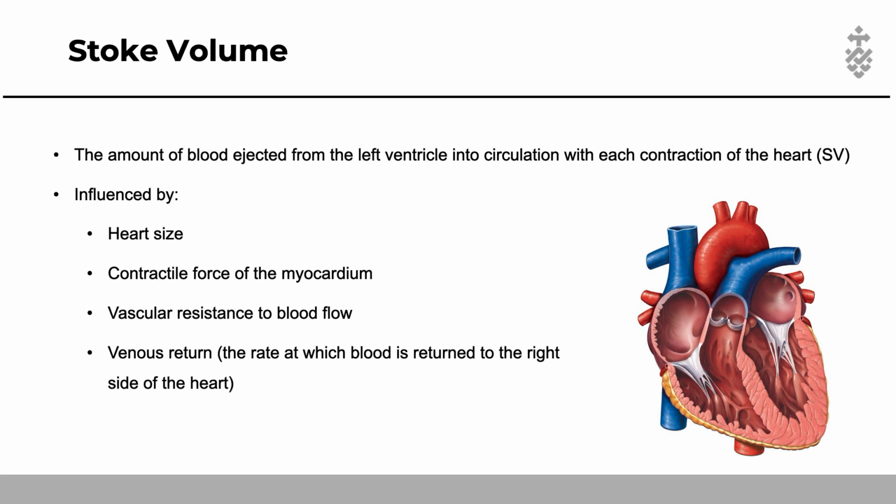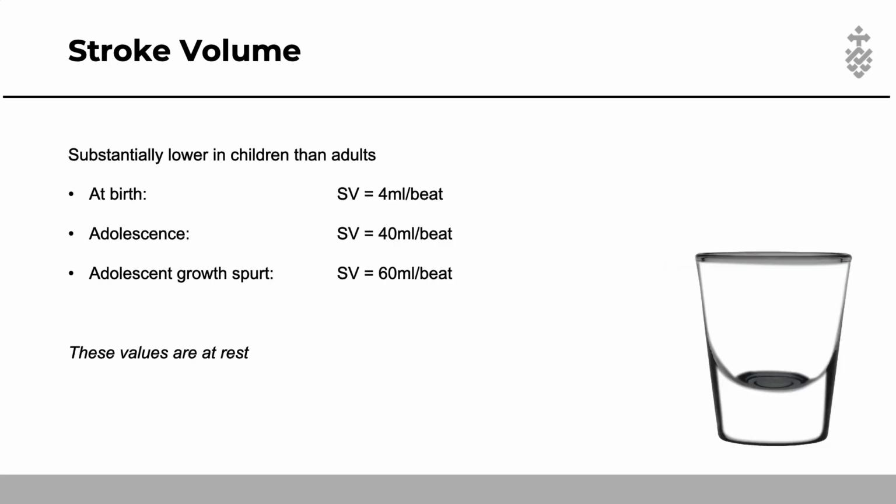So the venous return is the rate at which blood is returned to the heart. So obviously, the greater amount of blood we can return to the heart, the more blood the heart can pump out with each beat. So at all levels of physical work, from rest to intense exercise, stroke volume is substantially lower in children compared to adults, and that's most likely due to the child having a much smaller heart compared to the adult size heart.